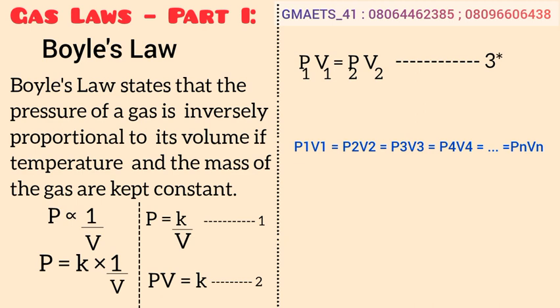And then remember that we have P proportional to 1 over V, also another form of expressing Boyle's Law.